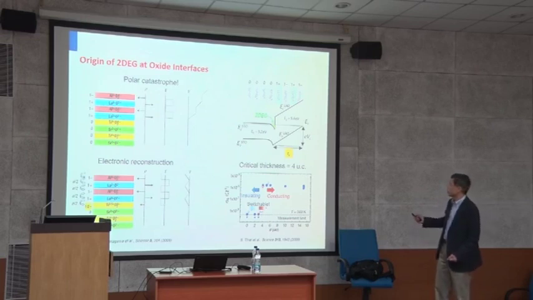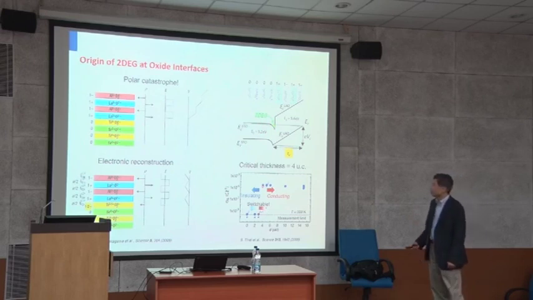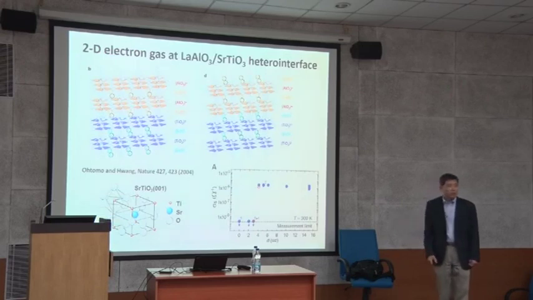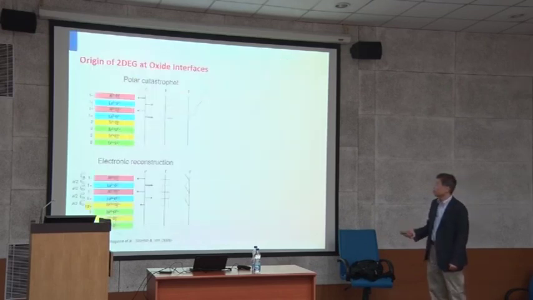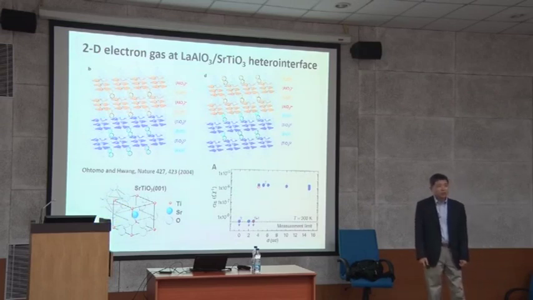You can have the band diagram, 3.5 eV, roughly 5 eV, and then you have an electron gas forming near the interface. Okay. But the question is, why does this one not form any conducting interface? Based on this model, this interface should form a two-dimensional hole gas, okay? Because of the opposite charge.